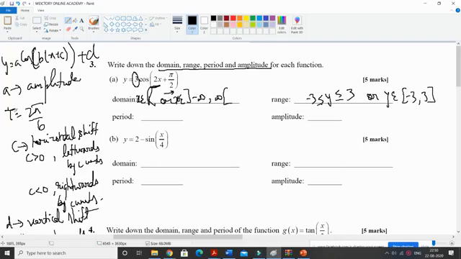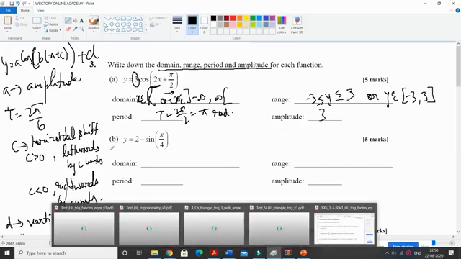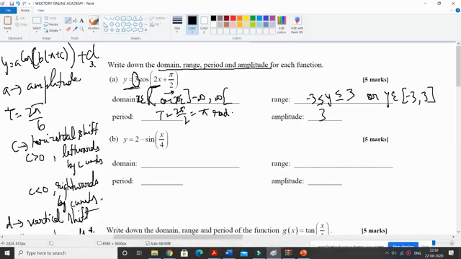Period. Now, as I explained to you, whatever is multiplied with x, we need to divide by that. Generally the period is 2 pi, but for this it is multiplied with 2. So the period will become 2 pi over 2, which is pi. So period is pi radians, that means 180 degrees. And what is the amplitude? Amplitude is 3.